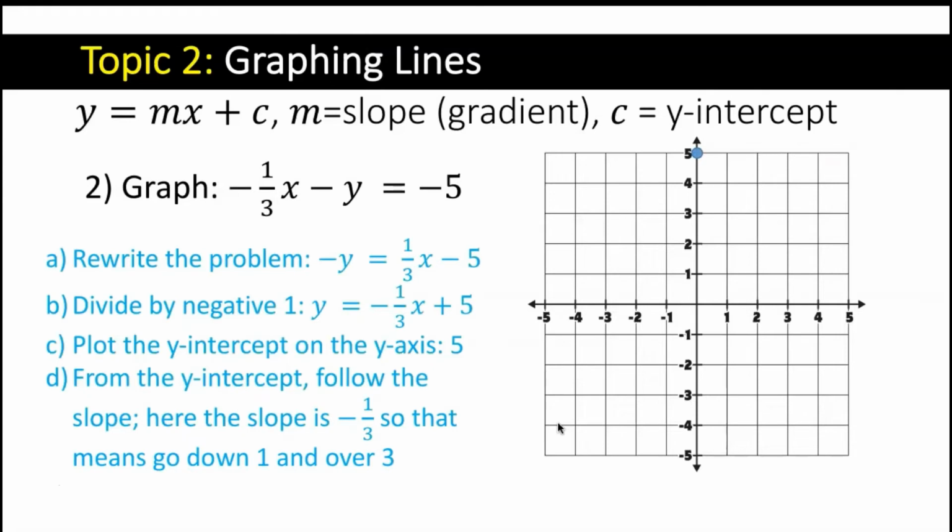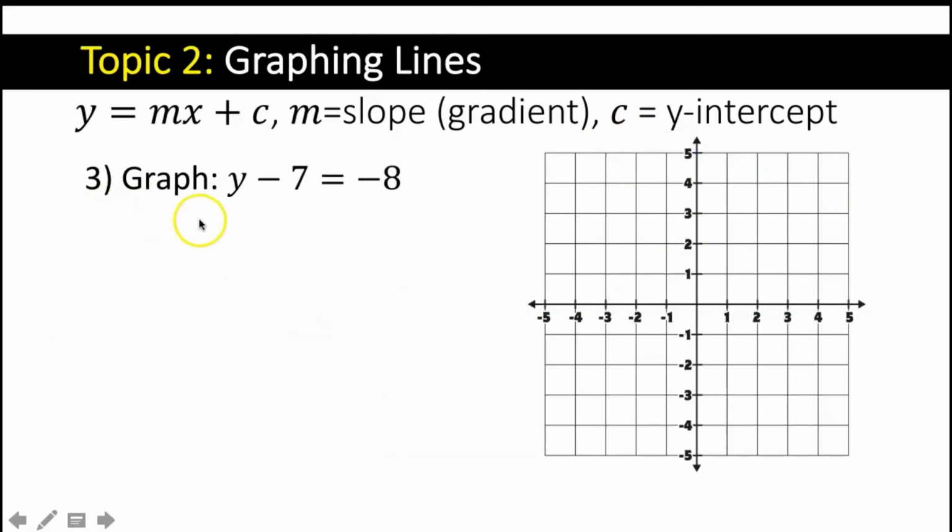I moved the 1/3 x over to the other side. Then I divided everything by -1 because the y has to be left completely alone. In y equals mx+c, the y has to be positive. So I divided everything by -1. Now I know my y-intercept is 5 and my gradient is -1/3. So I'm going to go to the y-axis and put a point at 5. From 5, I'm going to follow what the slope says. Because the slope is -1/3, I'm going to go down 1 and over 3. So here is my next point. Go down 1 over 3, and last but not least, connect with a line. Again, my gradient is negative, so the line is falling from left to right.